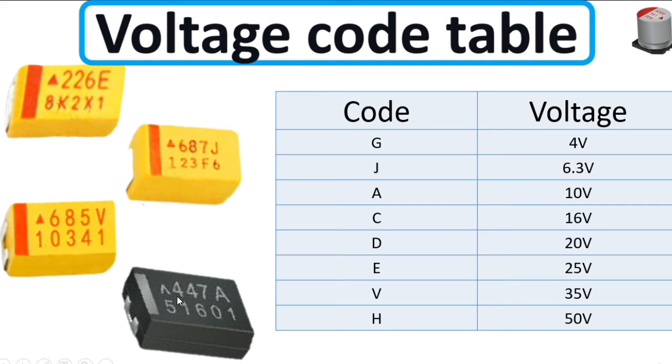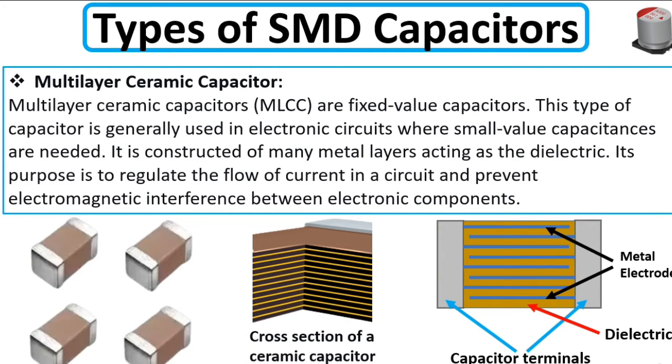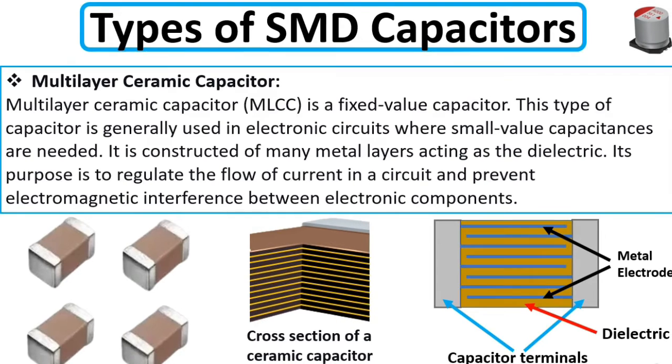So we have here 447A. A means 10 volts. So this is the working principle of how to read the code of electrolytic capacitors and tantalum capacitors. Now let's pass to the multi-layer ceramic capacitor.